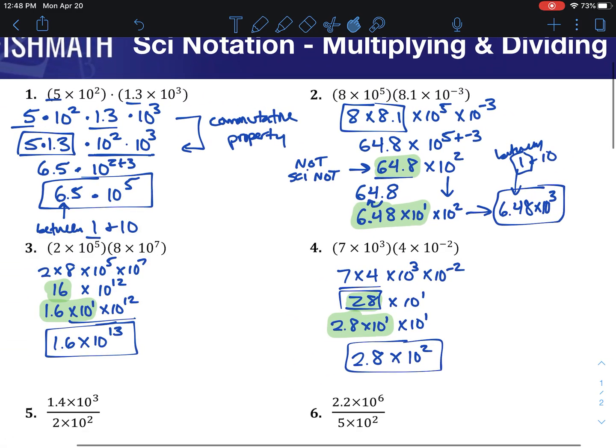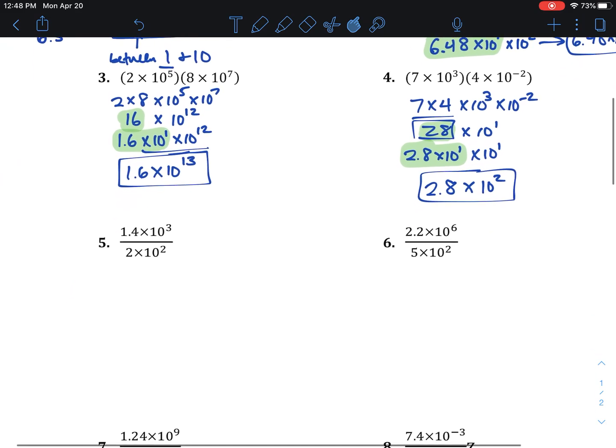Okay, that's how we multiply. Basically use the commutative property here, rearrange the pieces. That way you can use the exponent rules on powers of 10, and you can do the multiplication of the numbers in front kind of separately, keeping it easier. Division just obviously works backwards.